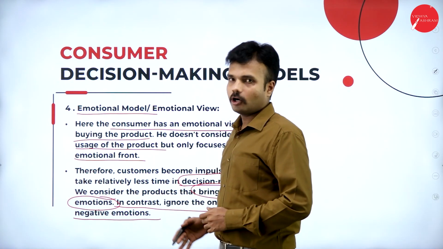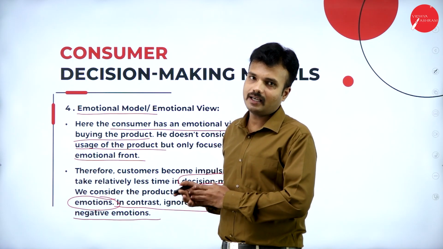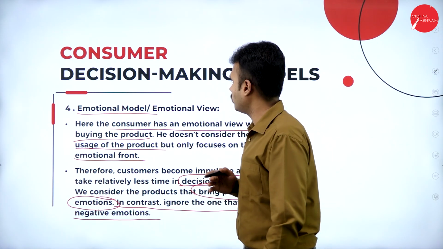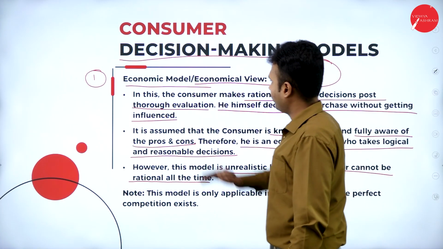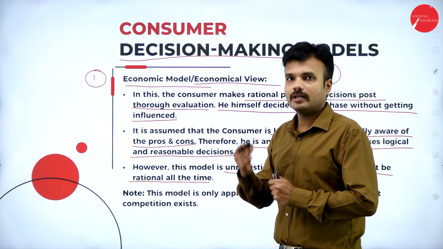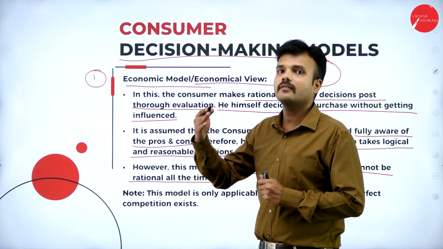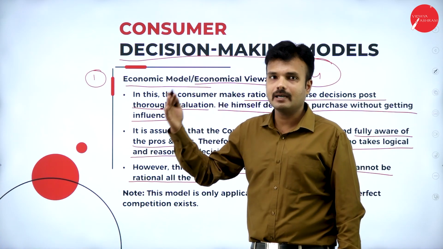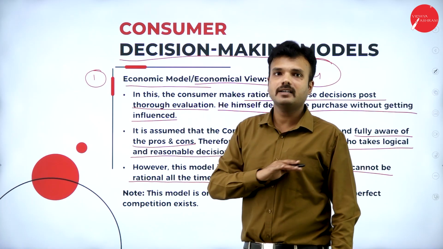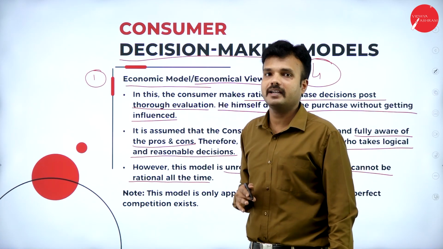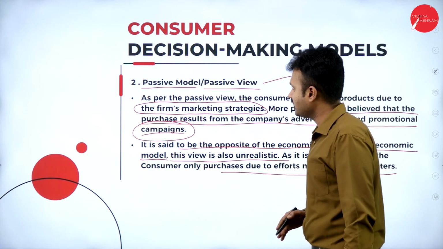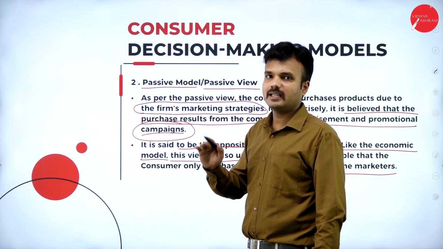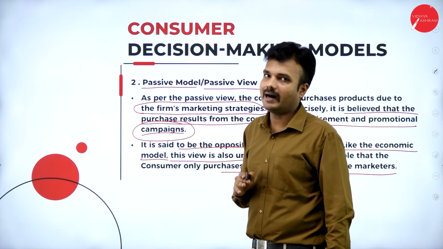Hence, these are the four models of consumer decision making, which are important from the exam point of view. Please get prepared for all the models. I repeat. Model number 1, the economic model. In the economic model, a customer can make a purchase decision only after knowing the pros and cons of the product, and also based on his past experience. According to this model, the customer doesn't get influenced by advertising and marketing activities. According to the second model, the passive model, the customer gets influenced only by the advertising and marketing activities conducted by the marketer.